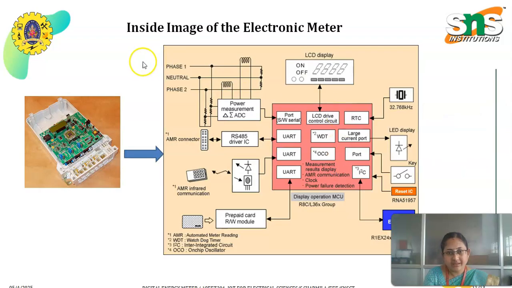Now let us see the inside image of the electronic meter in the digital energy meter. It includes the phase, neutral, phase 1, and the power measurement. It has a voltage transformer and current transformer, and an LCD display used to detect the on-off condition. And here we see the serial communication port and the LED display. So this is a digital energy meter.